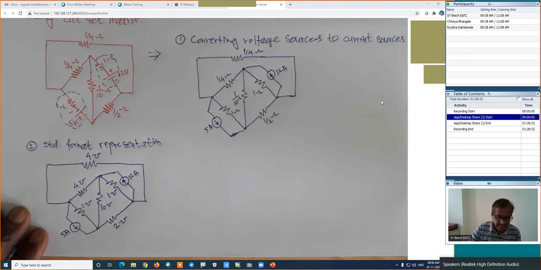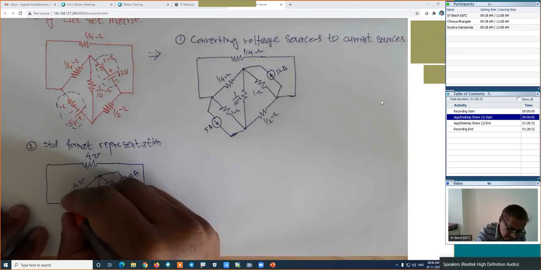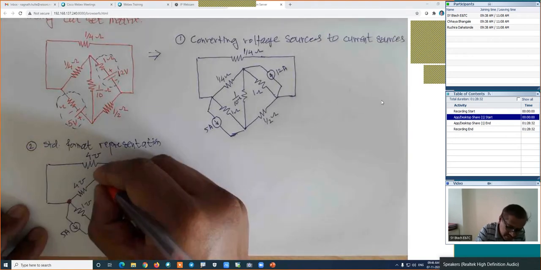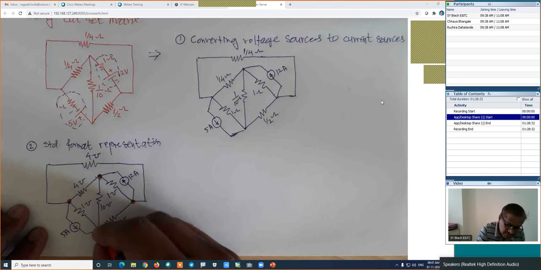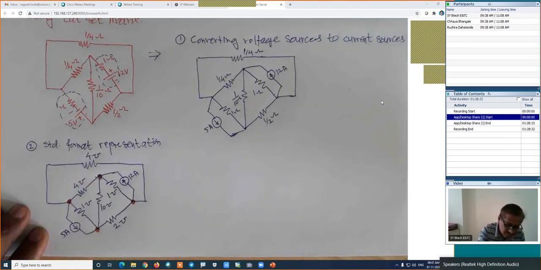Now here, in this case, we have taken this figure. This is our standard figure. For this particular standard figure, first I will mark the nodes. If you have any difficulty, please raise your hand. This is one node. This is another node. This is the third node. And this is the fourth node. These are the nodes.